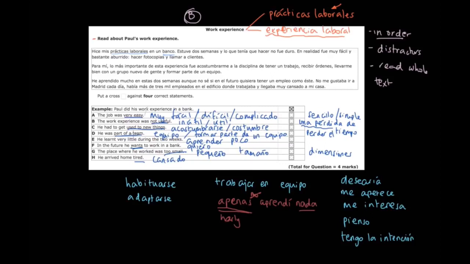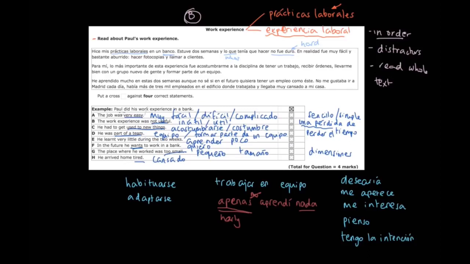Estuve 2 semanas y lo que tenía que hacer, so estuve 2 semanas, I was there for 2 weeks, y lo que tenía que hacer, lo que, remember, what I had to do, no fue duro, no fue duro. Let's remember, duro is hard. So, no fue duro is the same as saying it was easy, okay, or it was simple. So, the job was very easy.